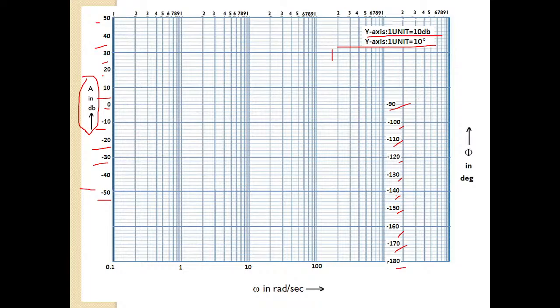On the right side, write down the phase. On the left side, write down the A value. This is phase in degrees. On the semilog x-axis, this is 0.1. If this is 0.1, then 0.2, 0.3, up to 0.9, and 1. If this is 1, then 2, 3, 4, 5, 6, 7, 8, 9, 10. If this is 10, then this is 20, 30, 40, 50, 60, 70, 80, 90, 100. If this is 100, this will be 1000.